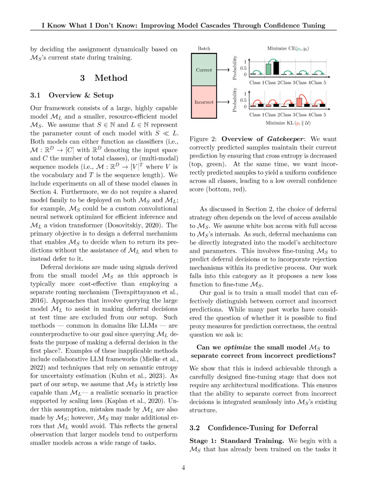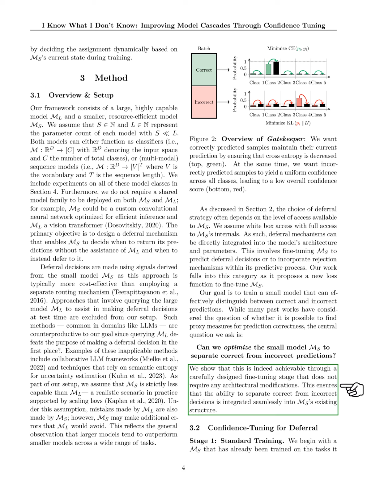Section Summary. In this section, we review related work on model cascades and uncertainty-aware models, highlighting how cascades can enhance performance in generative models by reducing inference costs and how uncertainty quantification methods can improve model calibration. We also discuss our approach to dynamically training a smaller model to effectively distinguish between correct and incorrect predictions without requiring architectural changes.